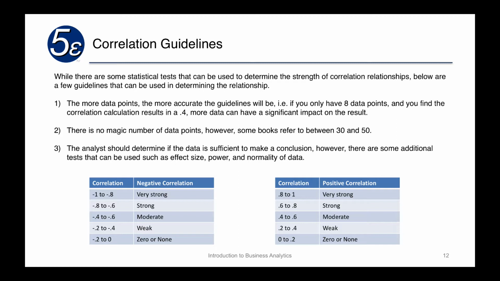Now the second part is there's no magic number of data points. Generally, you'll see some books refer to, well, you should have 30 or you should have 50 and so forth. And there are some statistical techniques to say what number of data points you're actually going to need. But let's just say that if you have somewhere between 30 and 50 observations or more, you'll have enough to determine a good general correlation. The analyst should determine if the data itself is sufficient to make a conclusion.